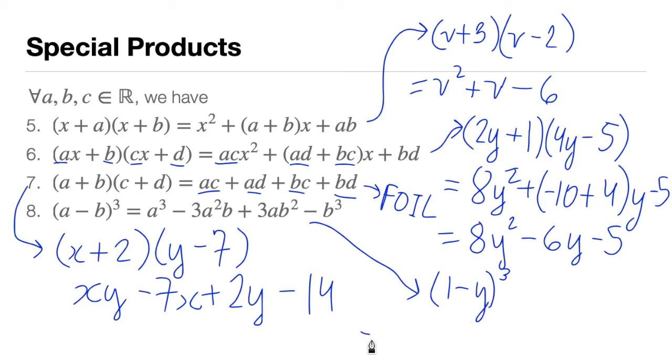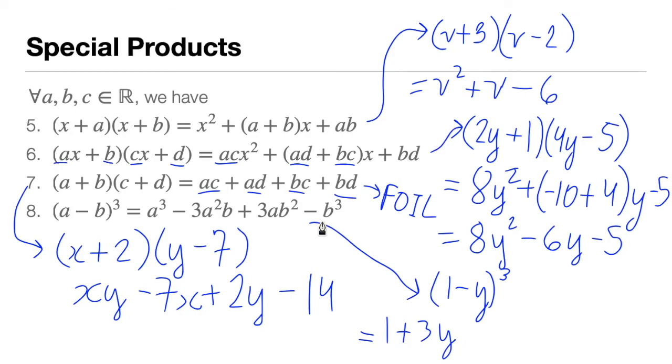What will happen here is first, for the first term, a cubed. So 1 cubed is still 1, right? Then minus 3 times a squared, 1 squared is still 1, and then b, so b is minus y, so I'm going to put here y, and this becomes positive since y is negative.